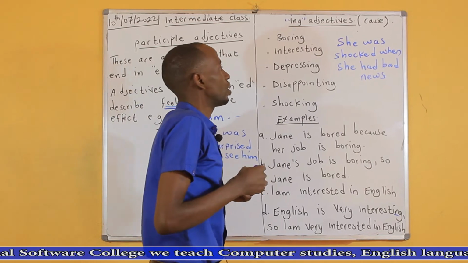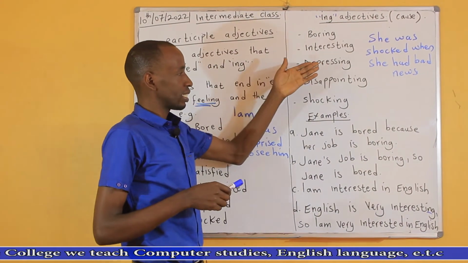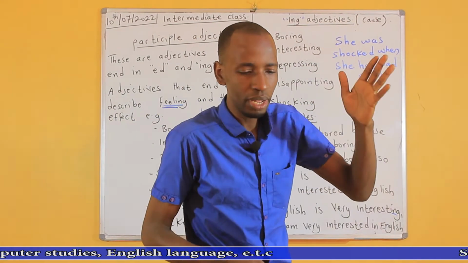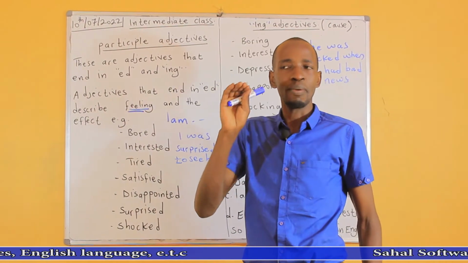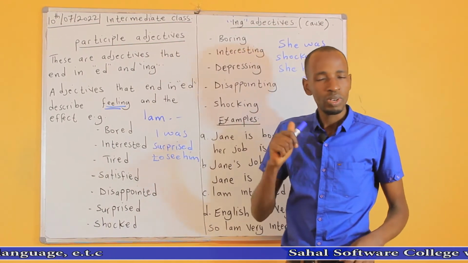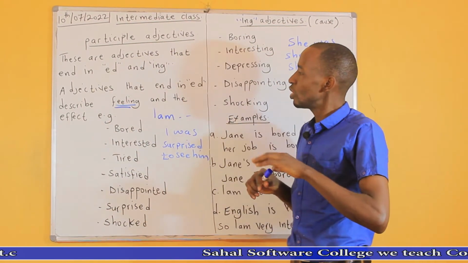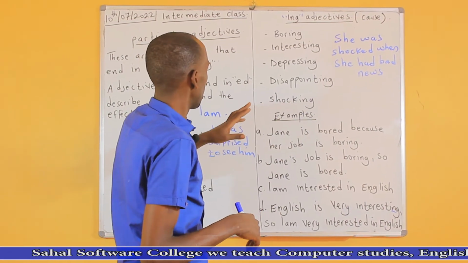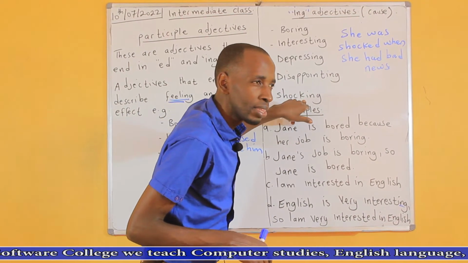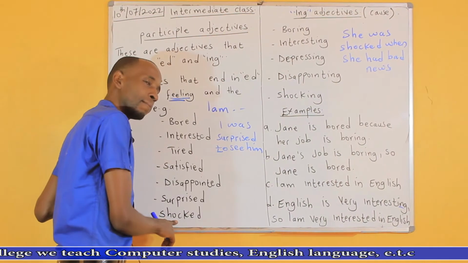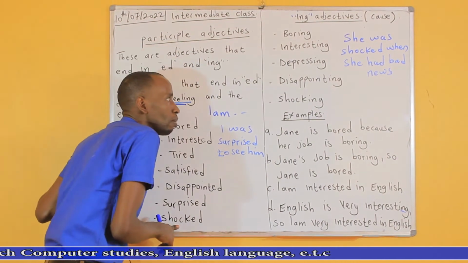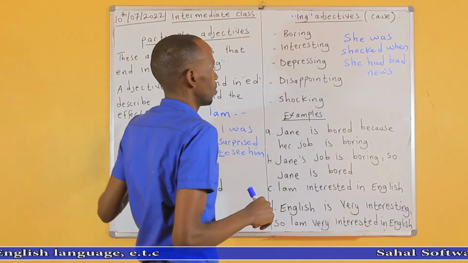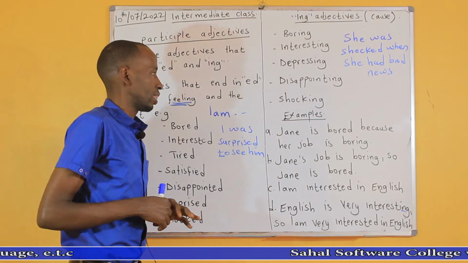She was shocked when she had bad news. Like, for example, here we have many friends from Somalia, from Saudi Arabia, from Bangladesh. If they tell you your sister has died, that news is very shocking. Therefore, you will become shocked. Why do you become shocked? Because the news is shocking. So that's the difference between the two.